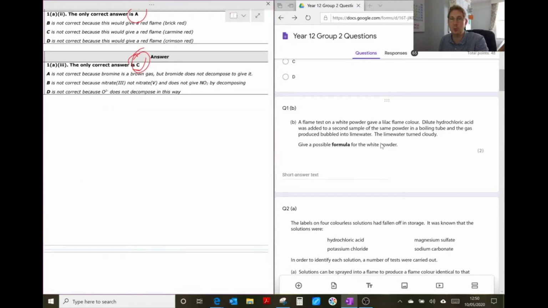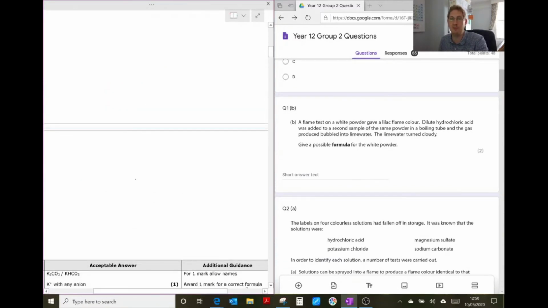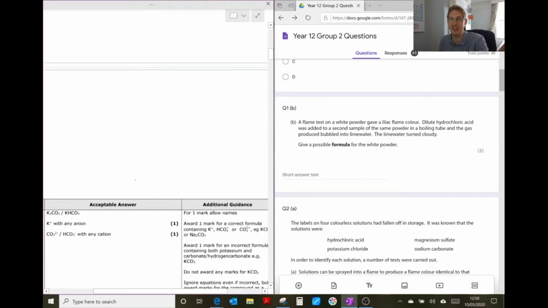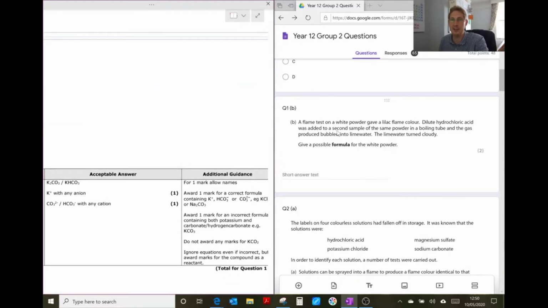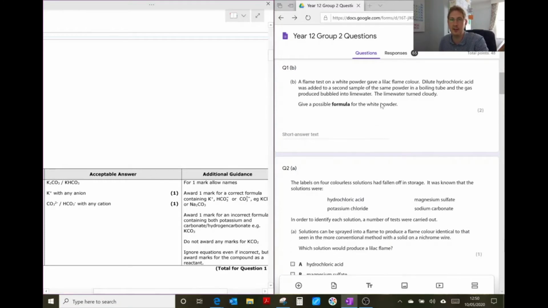A flame test on a white powder gave a lilac flame. From GCSE you should know that's potassium. Dilute hydrochloric acid was added. The gas produced bubbled in lime water. That's clearly carbonate. This is GCSE. No excuse for not getting this right. Give a possible formula. The number of people that wrote the name of this thing.